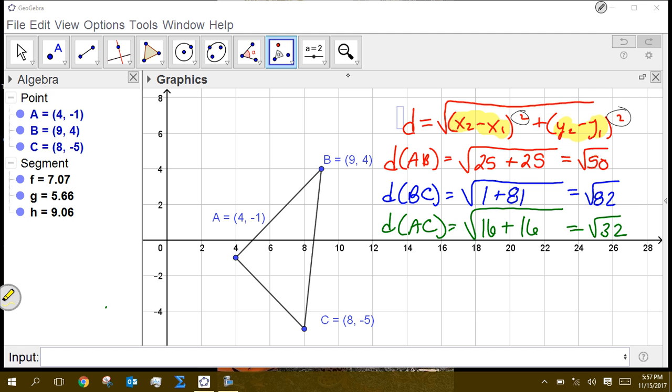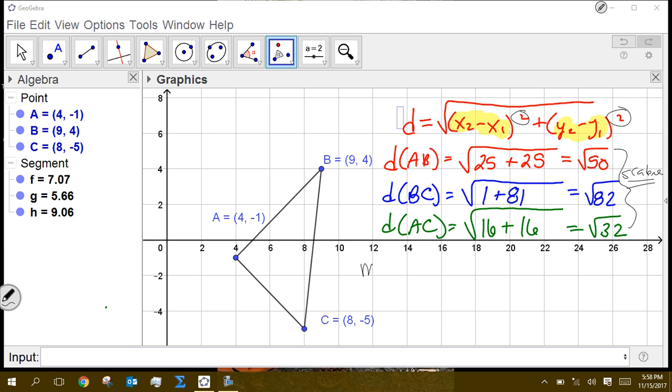As I go through this, I know my distances. We're going to use GeoGebra here in a little bit to verify those distances. Obviously, these distances are all different, so the geometry tells me that this triangle is scalene. But now I want to see if there are any right angles.